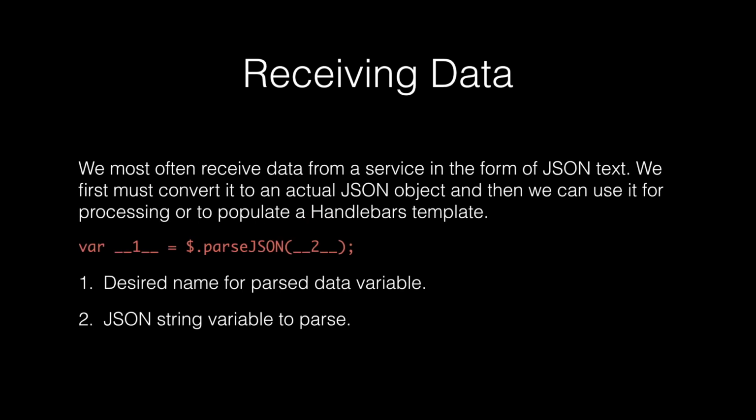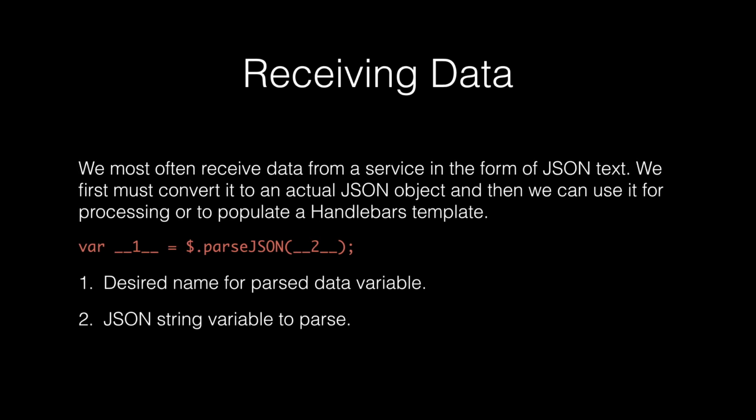Okay, so those are the three different things we can do in terms of packaging and sending data. Now we need to cover a few little items in terms of what we do with data when we get it back from the service. So we most often receive data from a service in the form of JSON text. And that's really literally what we mean. It is plain text. So we first must convert it to an actual JSON object, and then we can use it for processing or to populate a handlebars template.